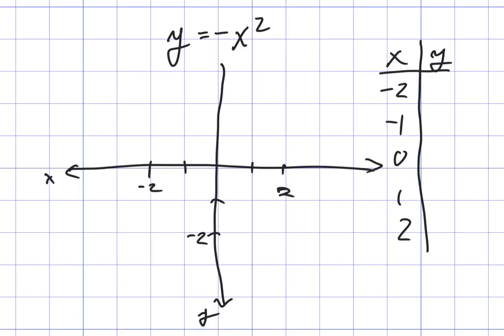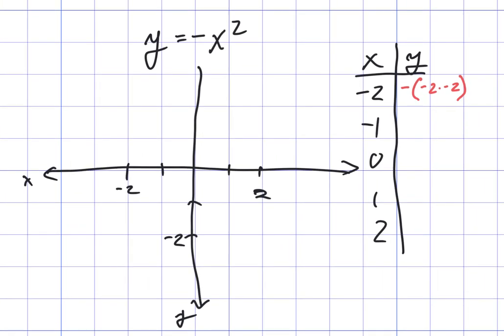So let's do another one. y equals -x squared. So now when I'm doing this, I'm going to have a negative, and I'm going to put the x's in, -2 times -2. Now that negative is out in front. It's not inside the square. It's outside of the squaring. So I'm going to square the number first. -2 times -2 is +4, but then the negative is outside, so now it's -4.